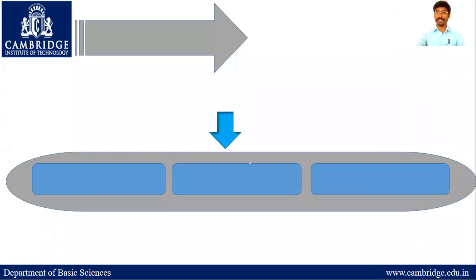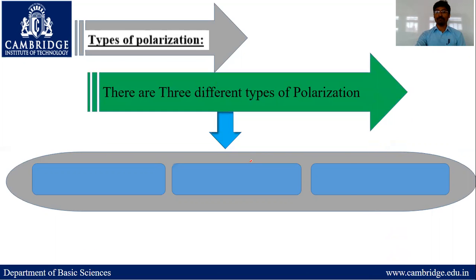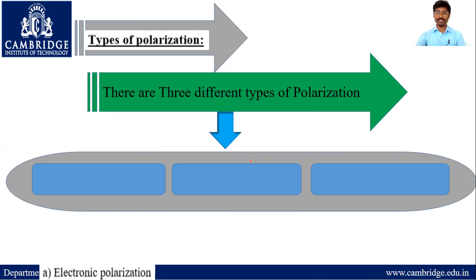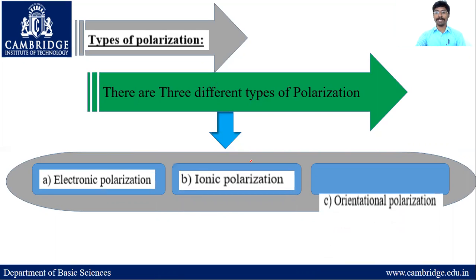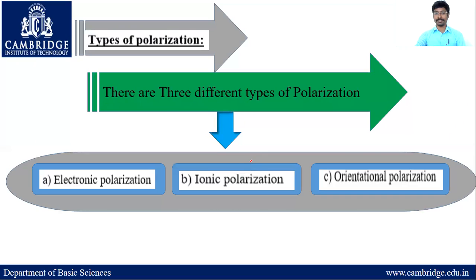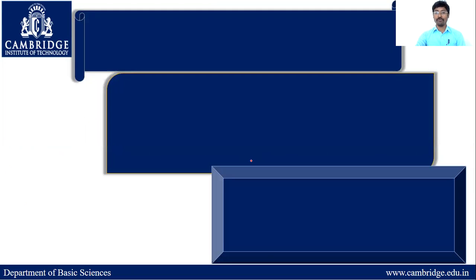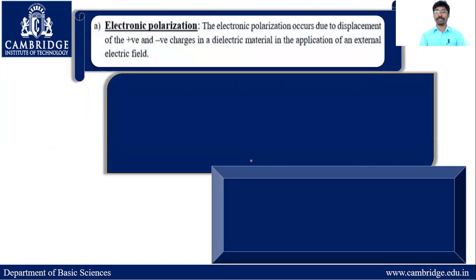Next, we will see what are the different types of polarization. Now, there are three types of polarization. The first one is electronic polarization. Second one is ionic polarization. Third one is orientational polarization. We will discuss now one by one. Is it clear now? First one is electronic polarization.